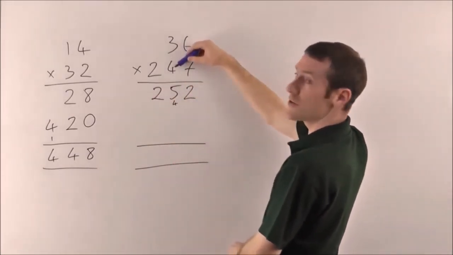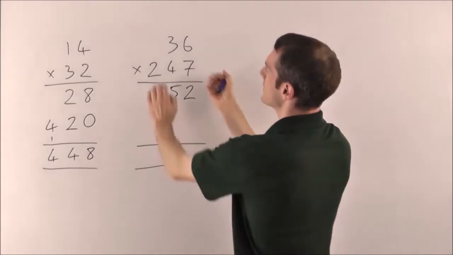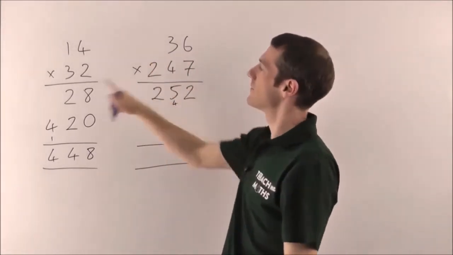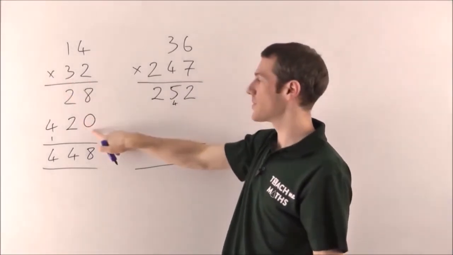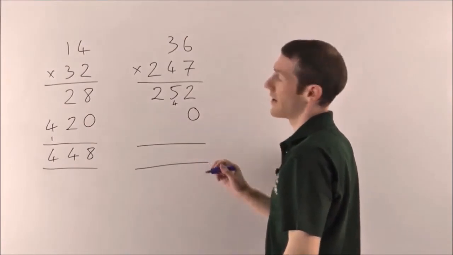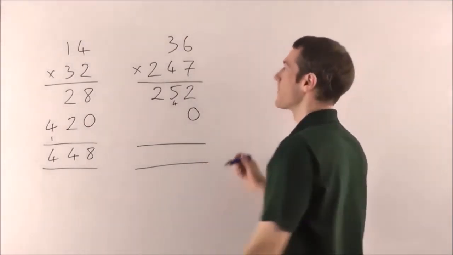Now, we're going to do the 4 times the 36. Except remember, it's not a 4, it's a 40. Just like this wasn't a 3, it's a 30, so we put the 0 in. Because this is 40, you need to put 1 0 there. That will make our answer 10 times bigger.